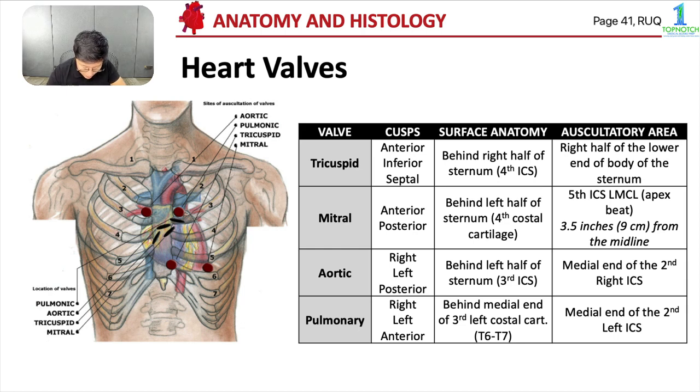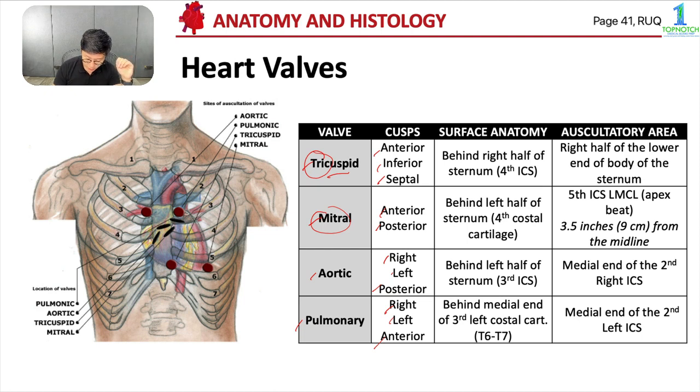For the heart valves, you have the tricuspid, mitral, aortic, and pulmonary valves. The tricuspid is called tricuspid because it has three cusps: the anterior, inferior, and septal. Your mitral is also known as your bicuspid valve, so it has an anterior and posterior cusp. Your aortic and pulmonary valves both have three cusps: right, left, posterior for the aortic, and right, left, and anterior for the pulmonary. Their surface anatomy and auscultatory areas are different. What's important clinically is the auscultatory area.